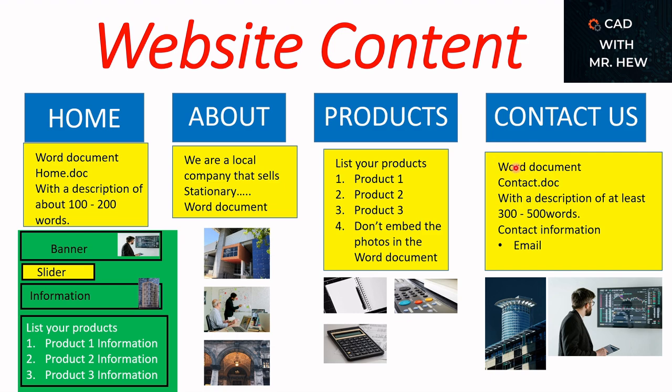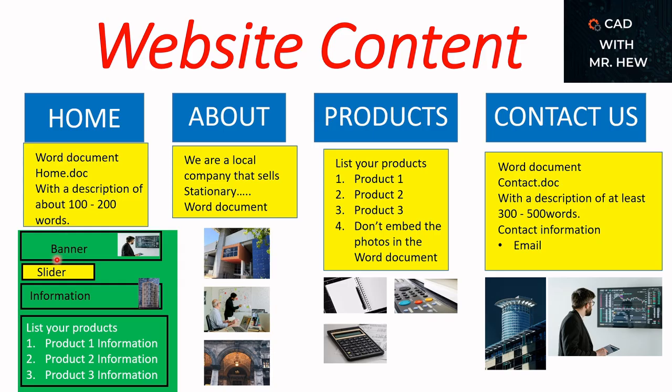So here again, we could use a Word document to set out the information that will be on our Contact Us web page before we actually use the HTML code to build the website, okay? So this would be for the Contact Us page, it could be a description of at least 300 to 500 words, and it could also have the contact email, right? So here where we have the home page, we could save a Word document called Home Doc, right? And on this page, we write all the information that we want to be displayed on our home page.